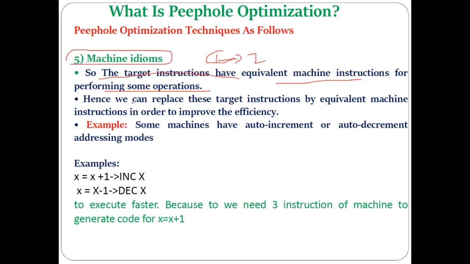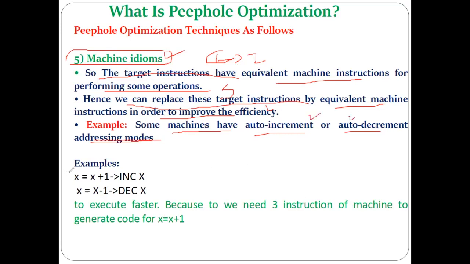So we can replace a target instruction by an equivalent machine instruction in order to improve the efficiency. We can replace the slower target instruction, or the instruction which consumes more space, by a faster target instruction or one requiring less space. Some of the techniques related to this are the machine idiom techniques. Some machines have auto increment and auto decrement addressing modes. A lot of machines have this kind of instruction, which you can call an auto increment instruction or auto decrement instruction.